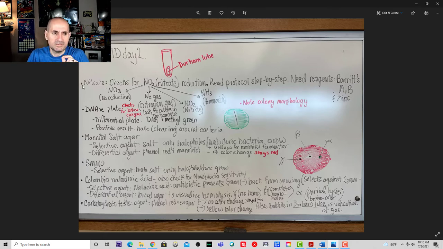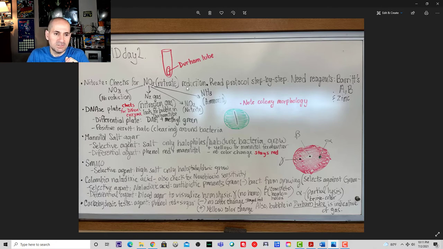During the nitrate test, you should know that the nitrate test is a test to determine the fate of nitrate. So you started with NO3, nitrate. You wanted to determine whether there was no reduction, so that nitrate remained nitrate. You wanted to determine whether nitrate was reduced to nitrogen gas. You wanted to determine whether nitrate became nitrite or nitrate became ammonia.